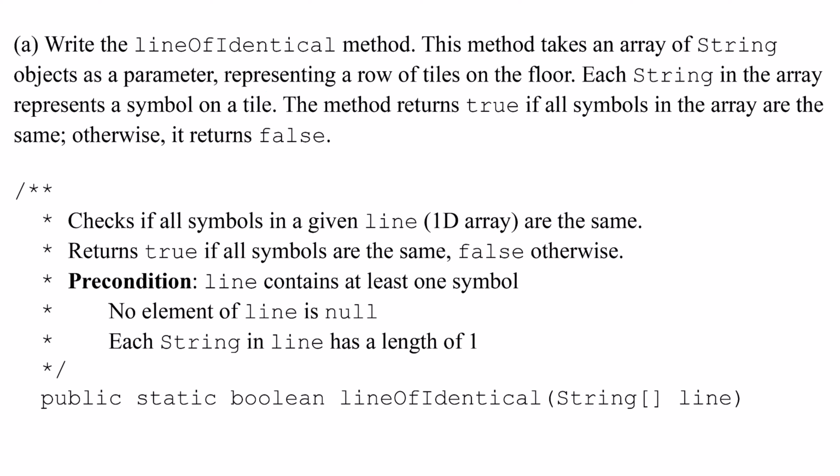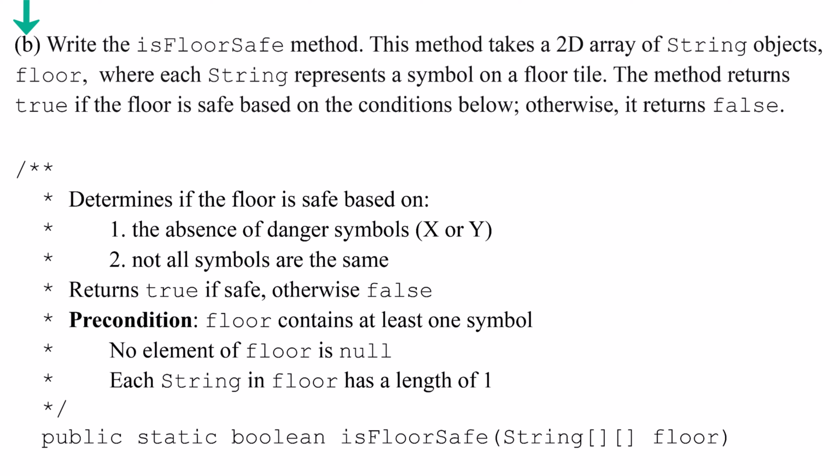Part B. Write the isFloorSafe method. This method takes a 2D array of String objects, floor, where each string represents a symbol on a floor tile. The method returns true if the floor is safe based on the conditions below. Otherwise, it returns false. Pause here and complete the problem.